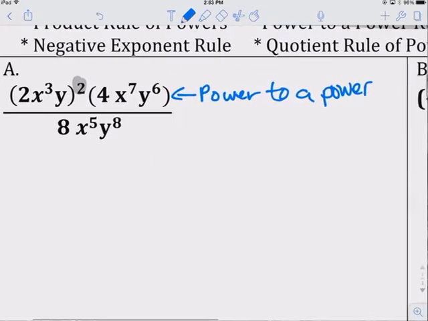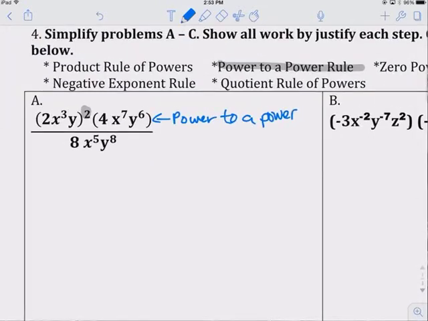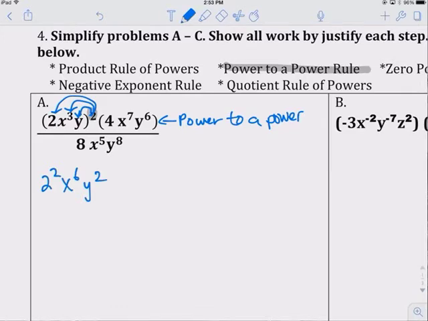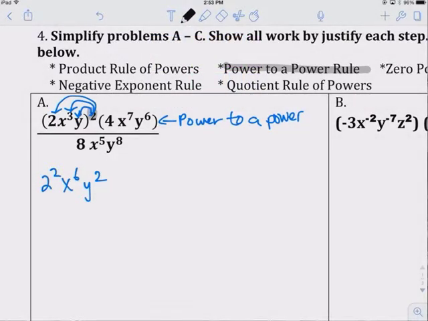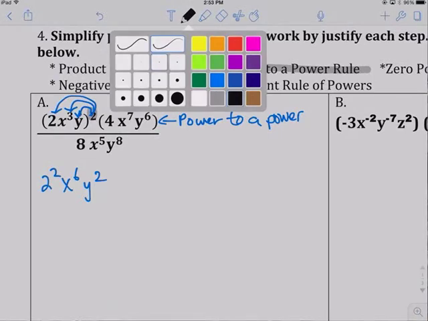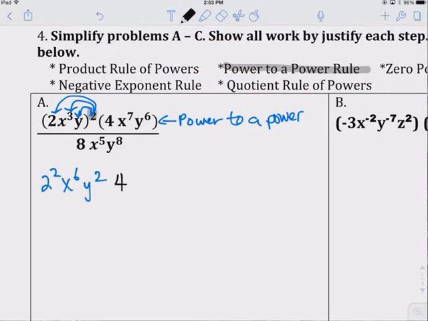This still is difficult for me. Right? And then that means we do this and this to that, right? 2 to the second, x to the sixth, y to the second. And then we have the other one, 4, x to the seventh, y to the sixth. You need to know the rule because it's Common Core. You need to know the math vocabulary.